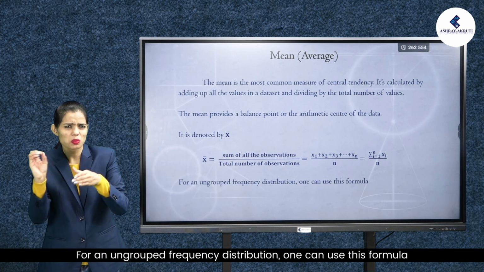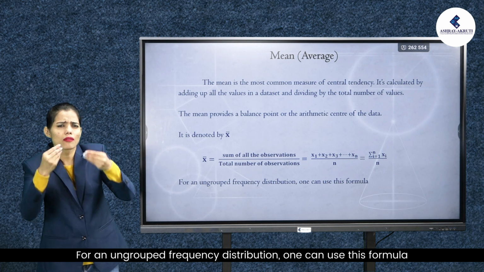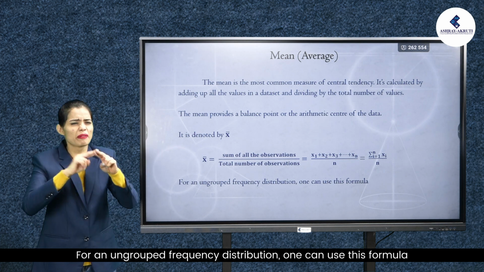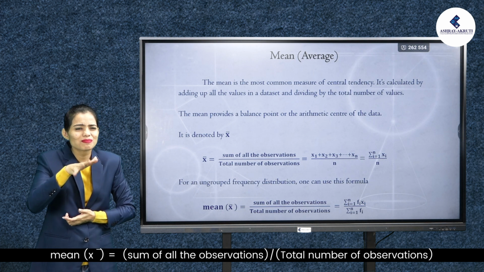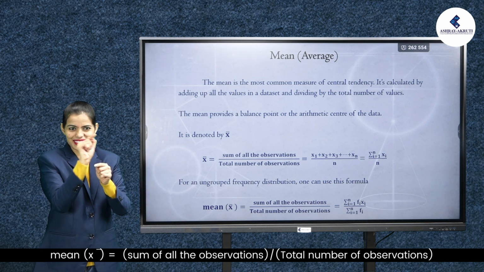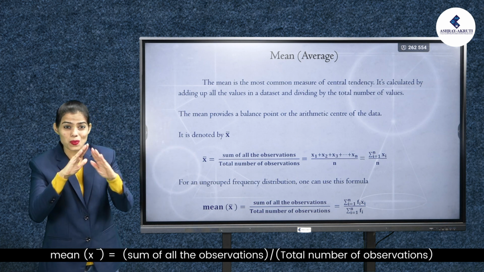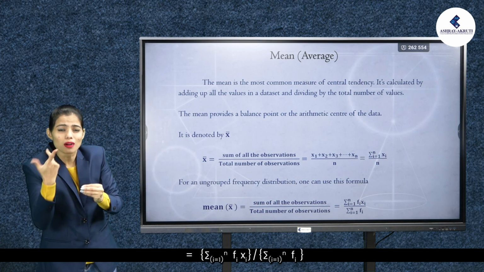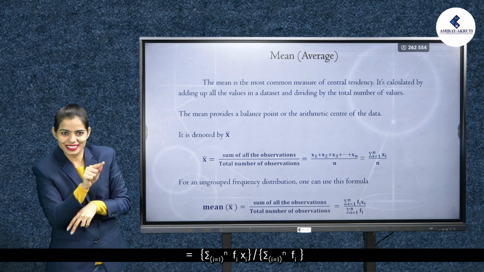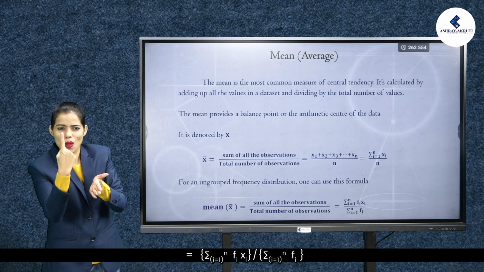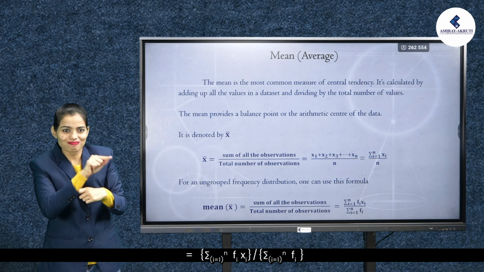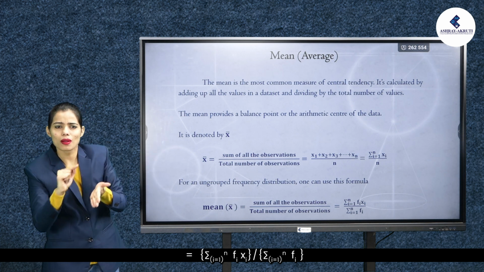For an ungrouped frequency distribution, one can use this formula: mean x bar is equal to sum of all the observations by total number of observations, which is equal to summation of i is equal to 1 to n fi xi by summation of i is equal to 1 to n fi.